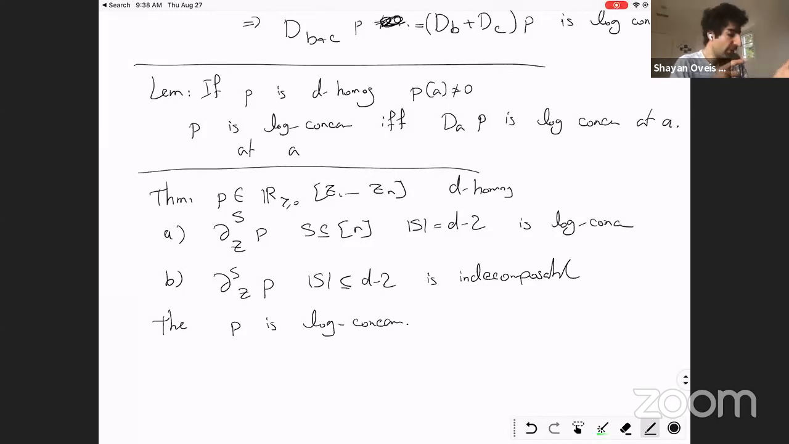For the matroid case, we verified the A part. We didn't verify the B part. You can do that as an exercise. But basically, if you start with the basis generating polynomial, you differentiate some number of times, you still get an indecomposable polynomial. And now you can do the induction we just talked about. You can start with degree 2, go up and up until you get to the basis generating polynomial. So this says that the basis generating polynomial is log concave.